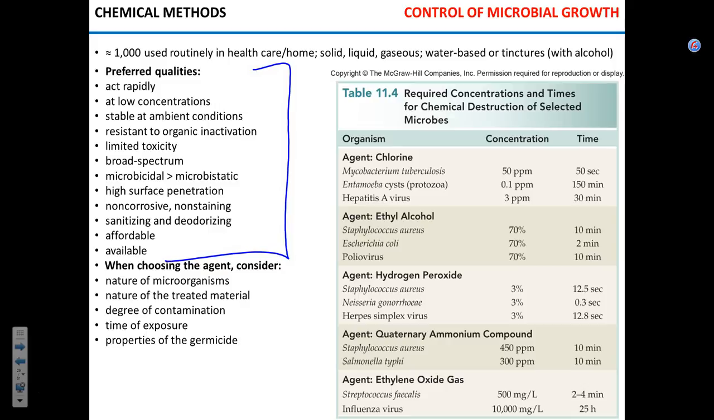Available, affordable. Yeah. You know, I will tell you. So, no, well, okay, let's go over it.